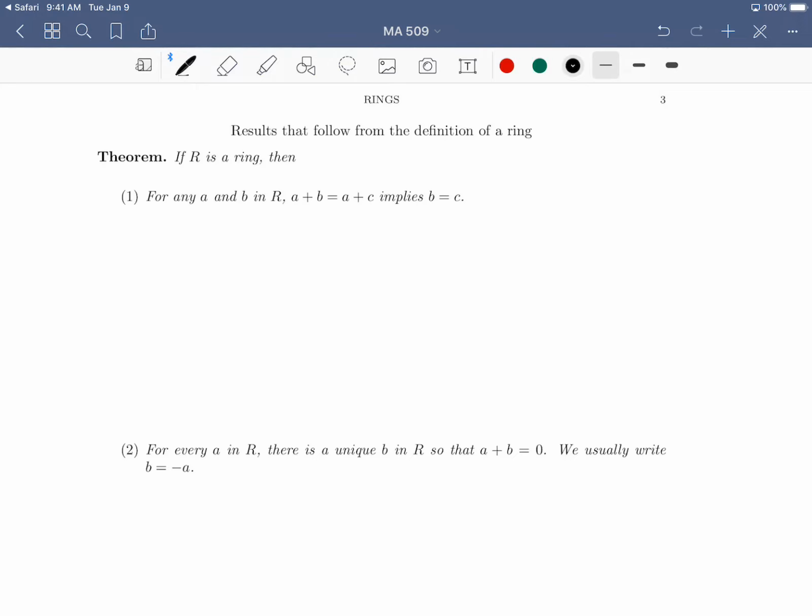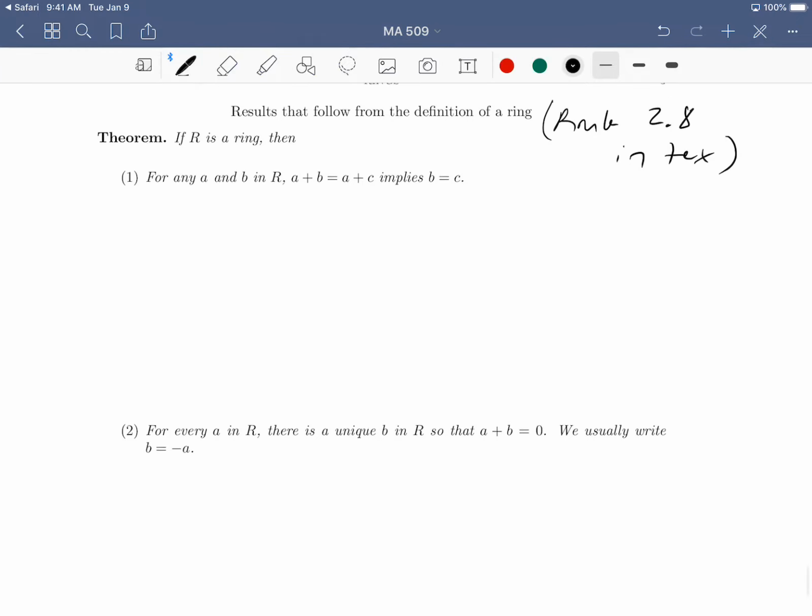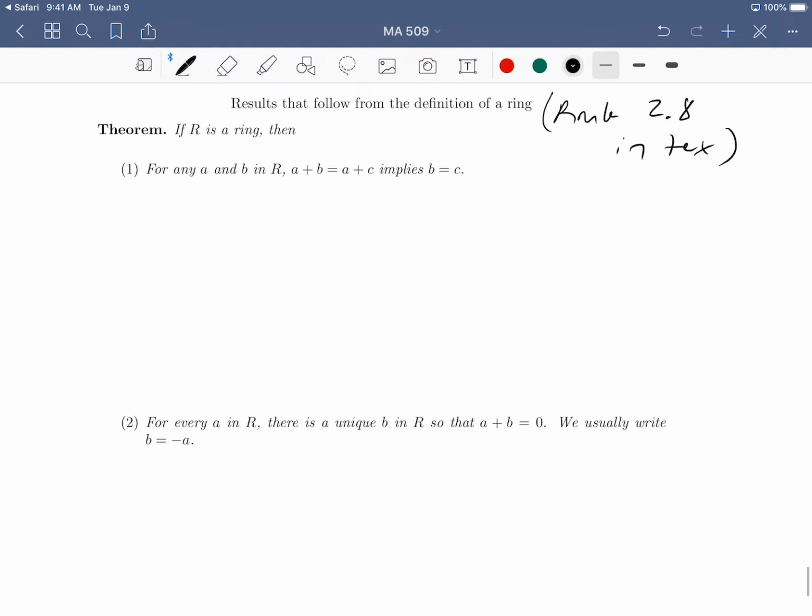We've seen a few examples of rings now, and I want to take a minute in this video to look at why that definition is so important and why we have those 7 properties and not other ones that we're familiar with. So it turns out, and this is all talked about in remarks 2.8 in your book, that just those 7 properties are enough to get lots of other results that we're familiar with. So if we just use those 7 properties of a ring, we're going to get some other things that follow.